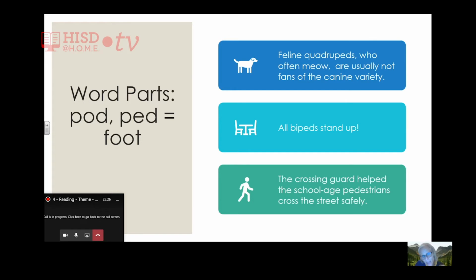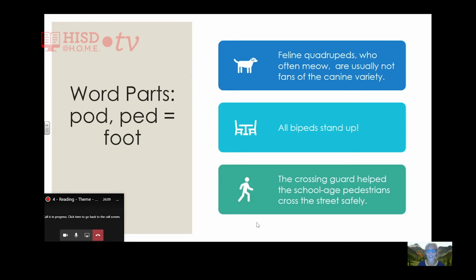Pedestrians. I know, you got it. Pod means foot, so we know that these kids are on motorcycles. Wait, didn't you get the message? We're paying attention here. Okay. Word parts, ped, pod equals foot. They're not on motorcycles. What are they on? Okay. The school-age pedestrians crossed the street safely, and we had a crossing guard. Okay, I get it. That means they were walking on foot. I think you got it too.